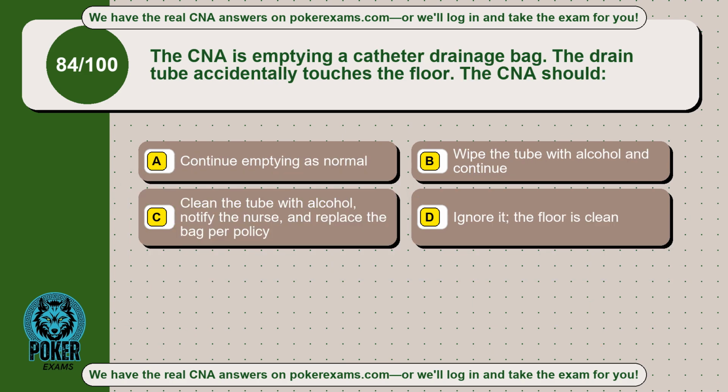Question 84. The CNA is emptying a catheter drainage bag. The drain tube accidentally touches the floor. The CNA should: Option A, continue emptying as normal. Option B, wipe the tube with alcohol and continue. Option C, clean the tube with alcohol, notify the nurse, and replace the bag per policy. Option D, ignore it, the floor is clean.